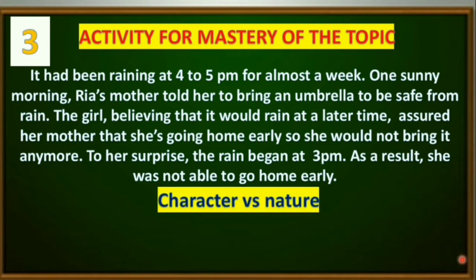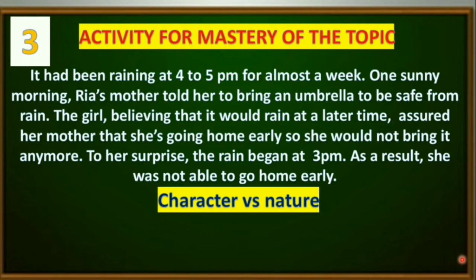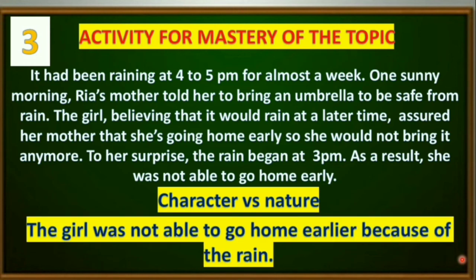You're right. Character versus nature. Leah forgot about the climate change. A change in global or regional climate patterns attributed largely to the increased levels of carbon dioxide produced by the use of fossil fuels. And what is the conflict about? The girl was not able to go home earlier because of the rain.